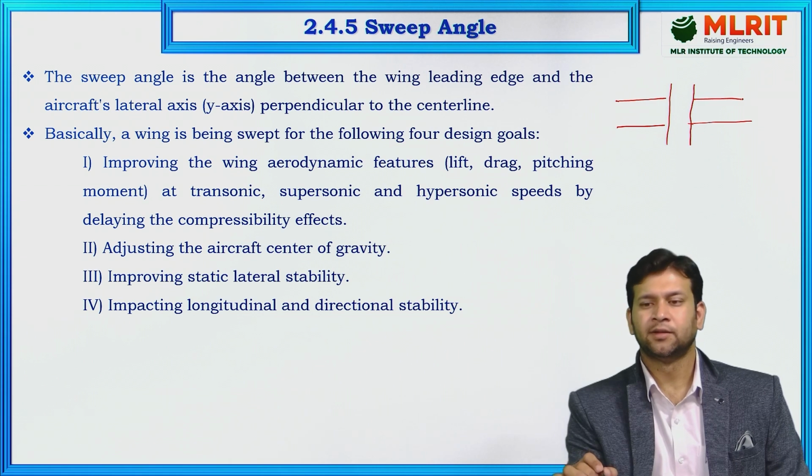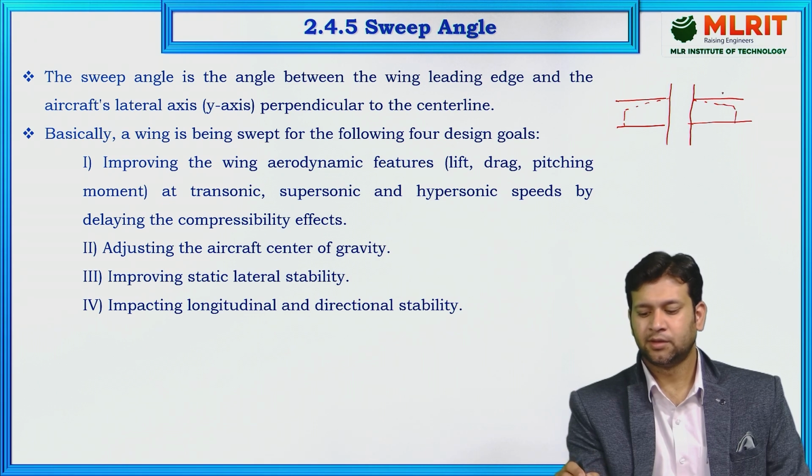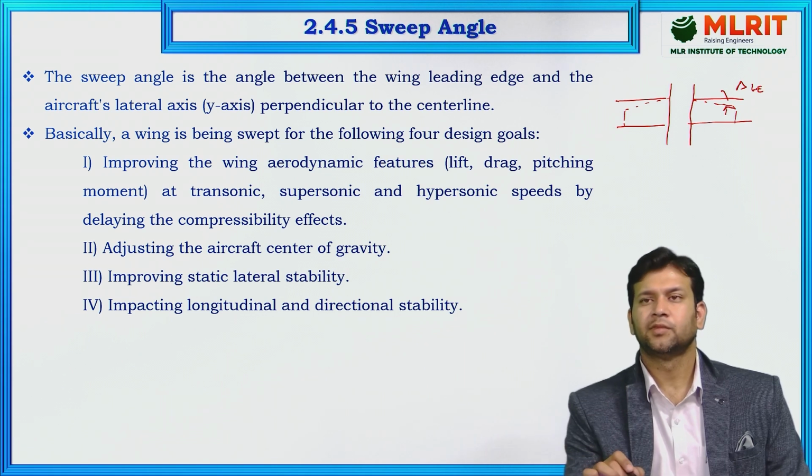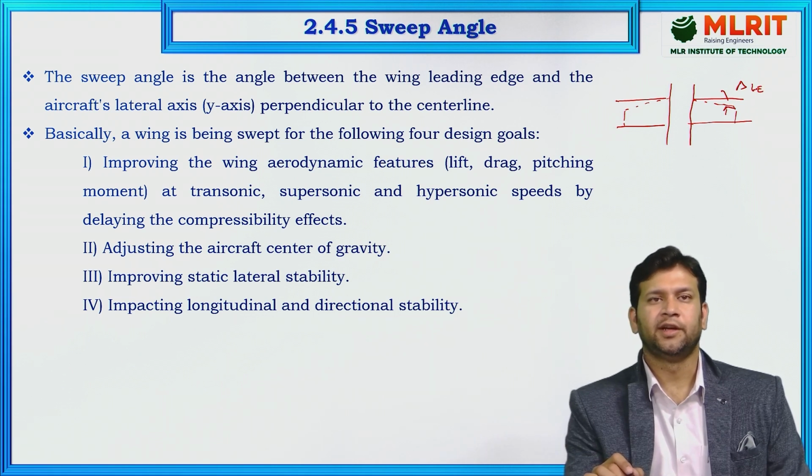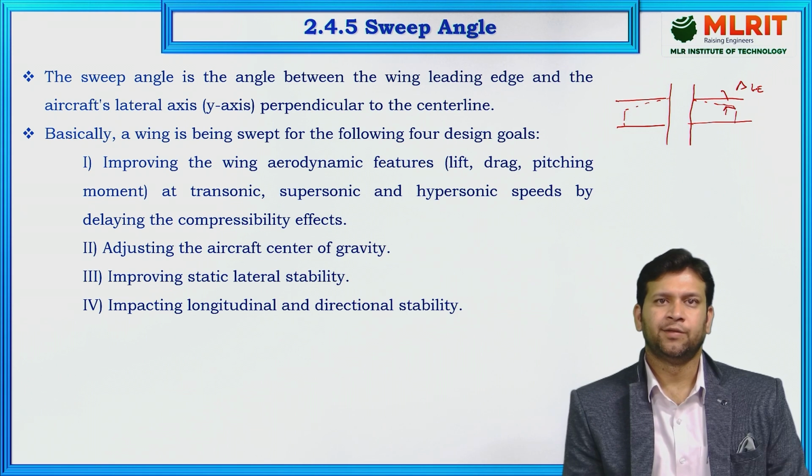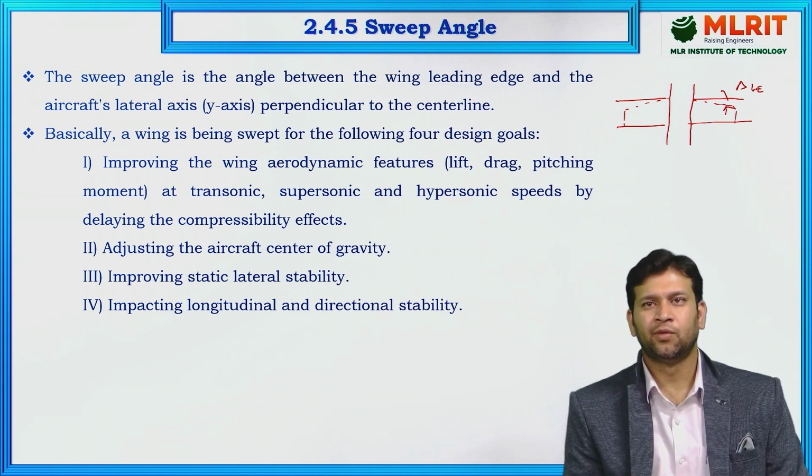This is a straight wing, and if I slowly curve this, if I turn this, this is the sweep angle, delta L, the sweep angle at the leading edge. Basically, a wing is being swept for the following 4 design goals.